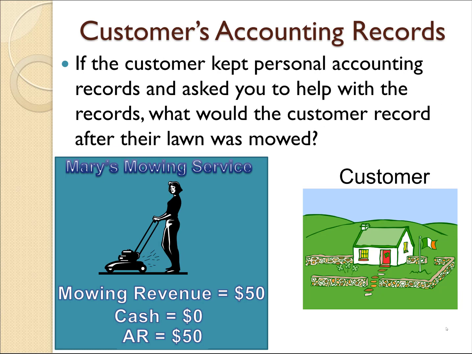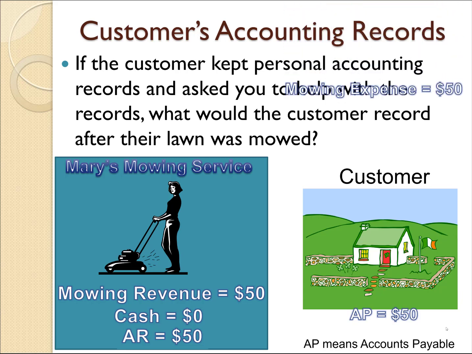So now, let's look at the other side of the transaction, the customer side. If the customer kept personal accounting records and asked you to help with the records, what would the customer record after their lawn was mowed? Now remember, they're agreeing to pay in the future. So because the customer is agreeing to pay in the future, the customer would record accounts payable. Now AP, remember, means accounts payable. And because 2 accounts must be affected, 2 or more, the other account would be an expense called mowing expense.